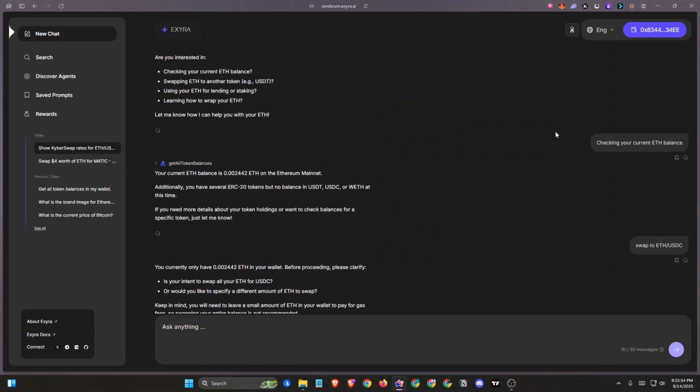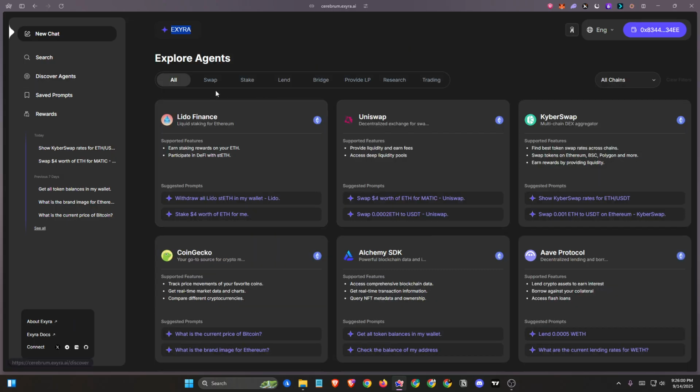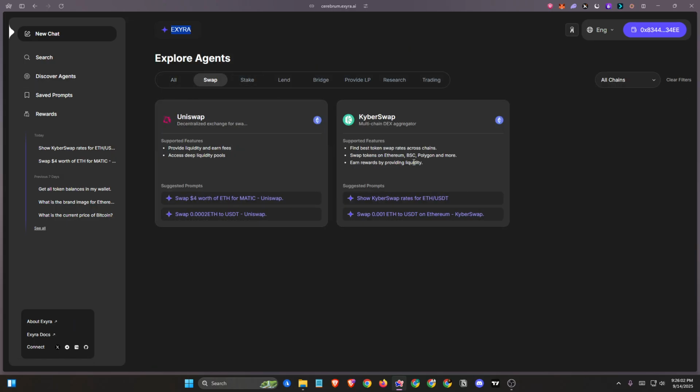Hey everyone, how to swap Extra agent? Okay, click the divorce agent. Okay, click swap. I am using this now. This is using now. Okay, I am using this now.